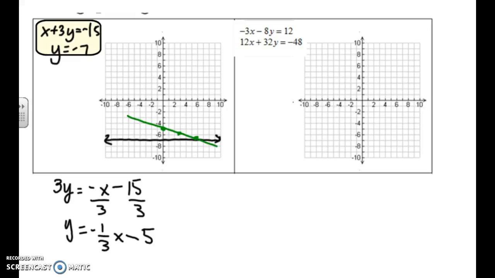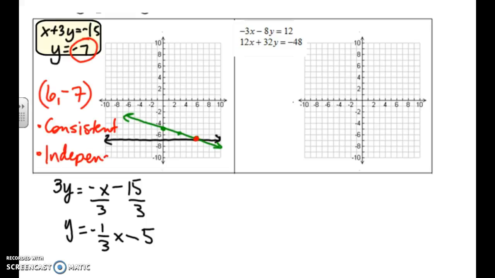So it's crossing that horizontal line at the point (6, -7). It has to be somewhere with -7 because the y values for the other one are only -7. So (6, -7) is your solution, making it consistent and independent. So if it crosses at one point, don't forget to list what point that solution is.